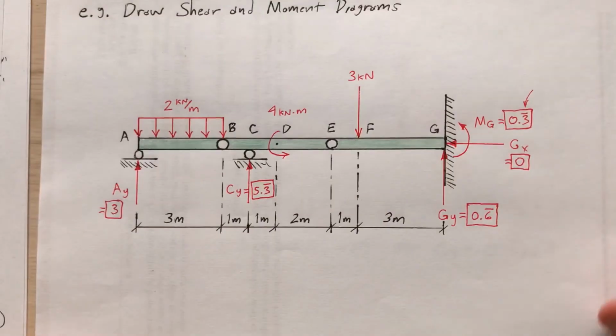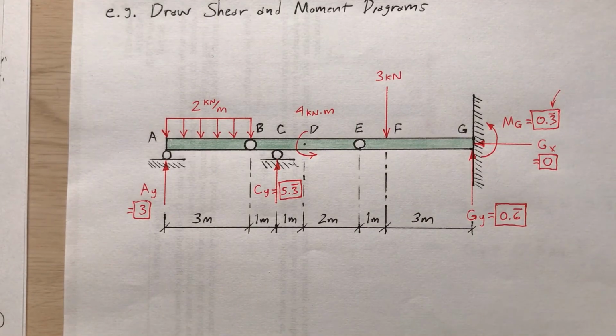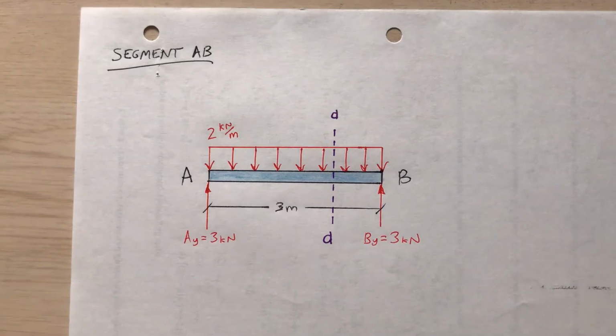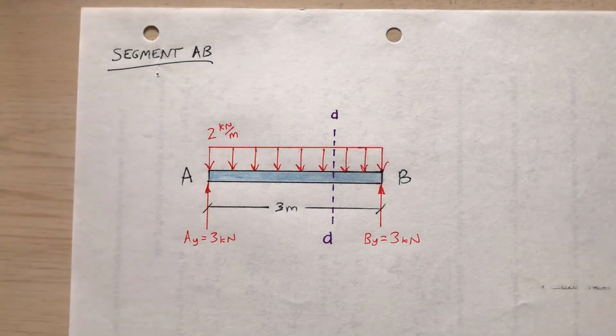Okay, so let me try this again. So here are the final reactions. Okay, now what did the original directions ask for? Shear and moment diagrams? Okay, well, why don't I break this up into segments again? I'm going to analyze segment AB. I'll draw the shear and moment diagrams for that, or at least I'll derive the equations for the shear and the moment, and then I'll put together the diagrams at the very end. So here's segment AB.